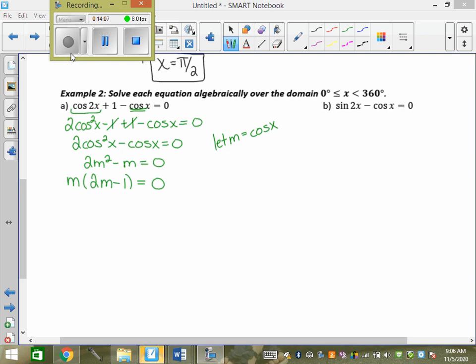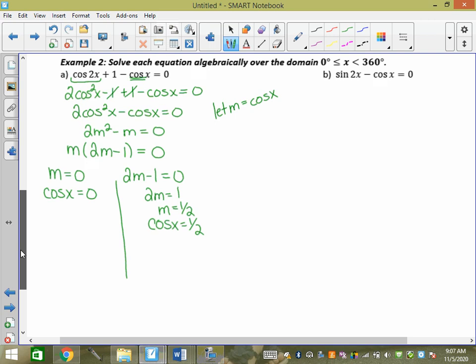All right. So we get m equals 0, and 2m minus 1 equals 0, so 2m equals 1, m equals a half. So our m is cos x. So cos x equals 0, and cos x equals a half. Before I move on, I'm going to ask, what is my domain? It's 0 to 360, not inclusive of 360.